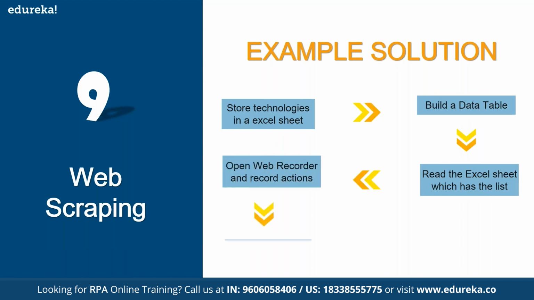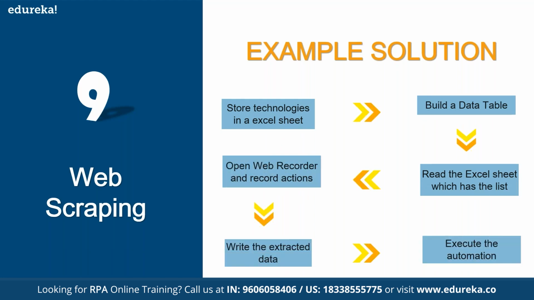Store the technologies that you want to extract the data for in an Excel sheet. List all the technologies in an Excel sheet. Build a data table. This is again a technical term that you have in RPA tools. You have to build a data table, then read all the Excel sheet data. So the technologies stored in the Excel will be stored in this data table, and you will read the whole list of technologies that you have. Then one after the other, taking an individual technology, your bot will go to the website.